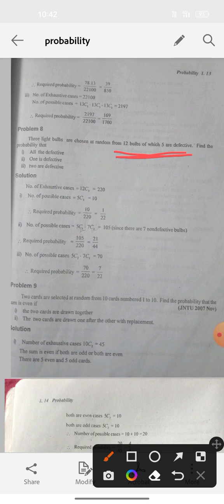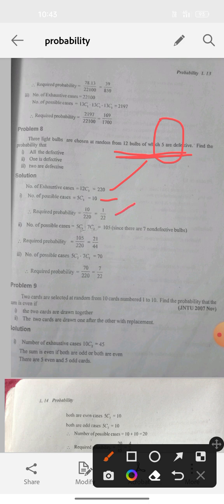So let's see how it will work. First we have to find the number of exhaustive cases. From 12 bulbs, 3 have to be selected. So 12C3. And the number of possible cases that all are defective: all 3 bulbs have to be defective, so from 5 you need to select 3. Then you will divide and get the required probability.